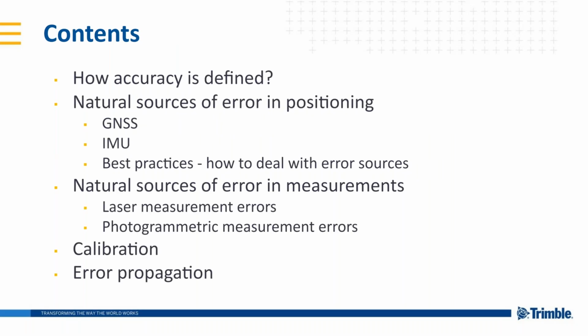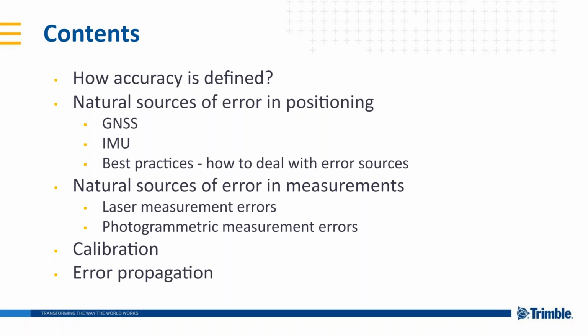So today we go through these topics. I'll start with explaining how accuracy is defined, what we think accuracy is. Then we're going to move to natural sources of error in the positioning system: GNSS, IMU, DMI, and we're going to give you some best practices on how to deal with these error sources in the field and in the post-processing. Then I will shortly also talk about the error sources in measurements, so actually the laser scanners, the imagery, the photogrammetry, and so on.